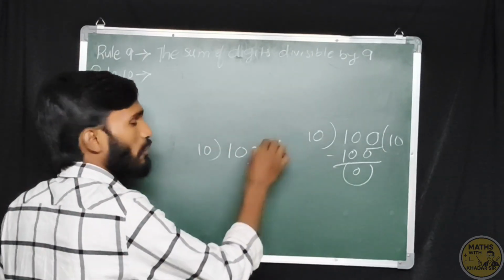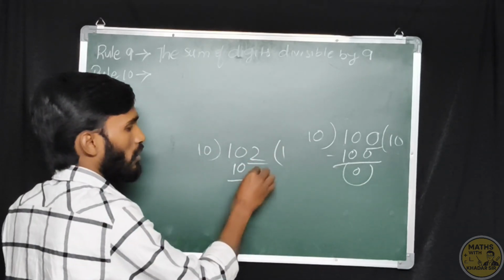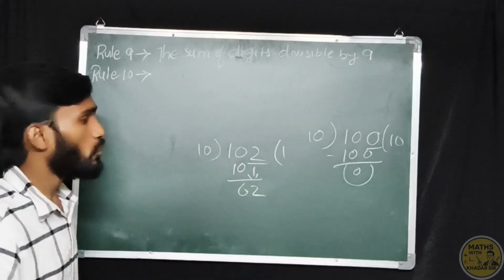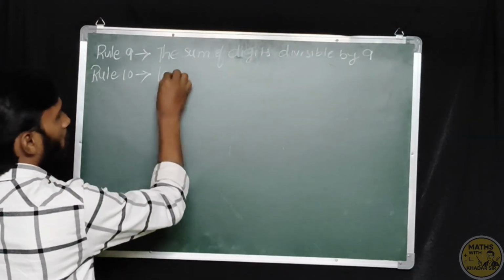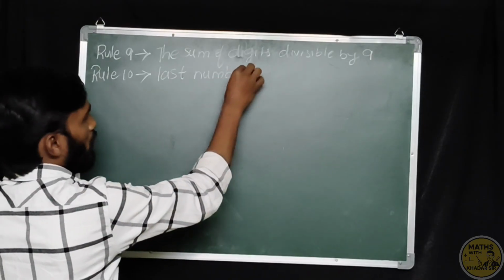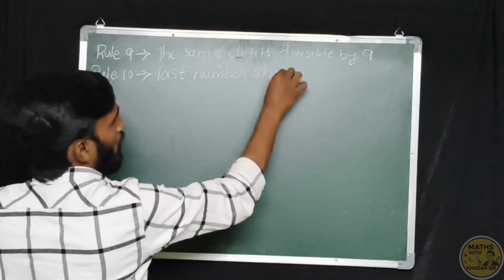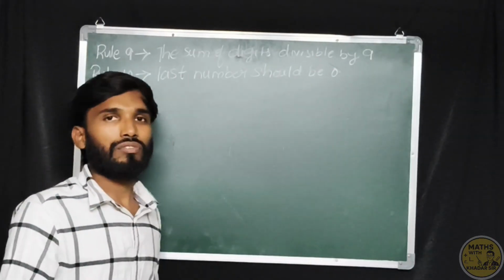Or else check by dividing by 10. 1 time 10, 0. 2 will not go in the 2 table. That is what the last digit should be, 0. Last digit should be 0.